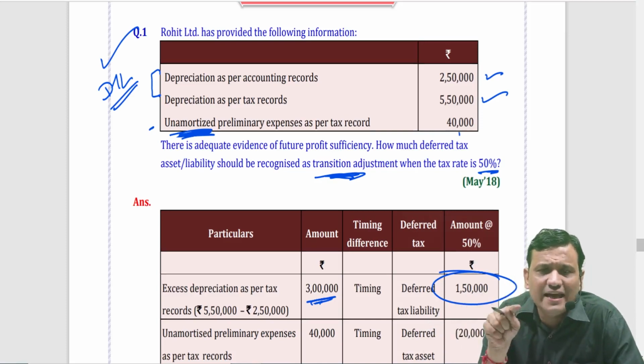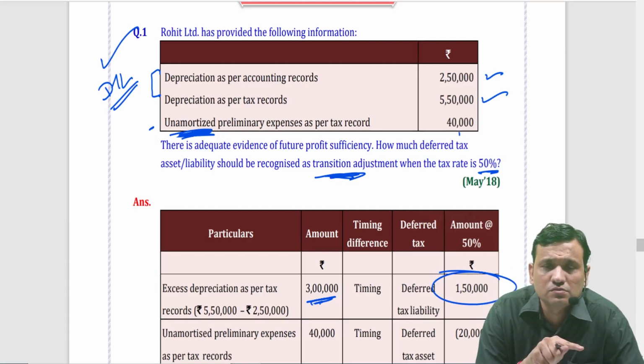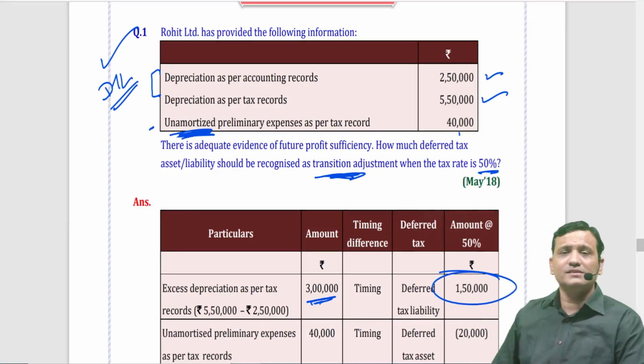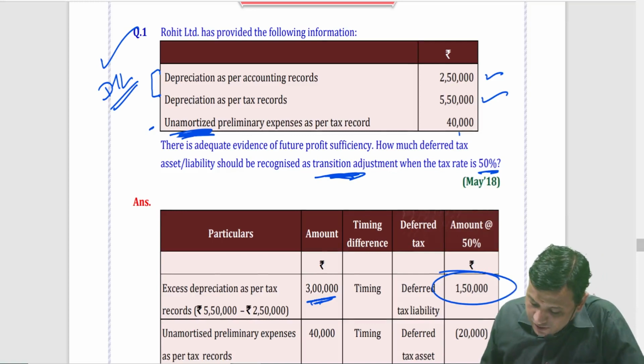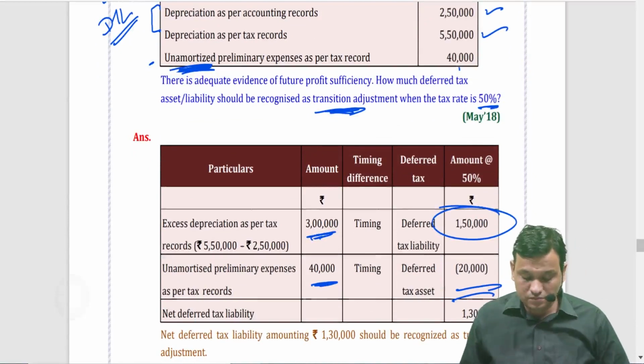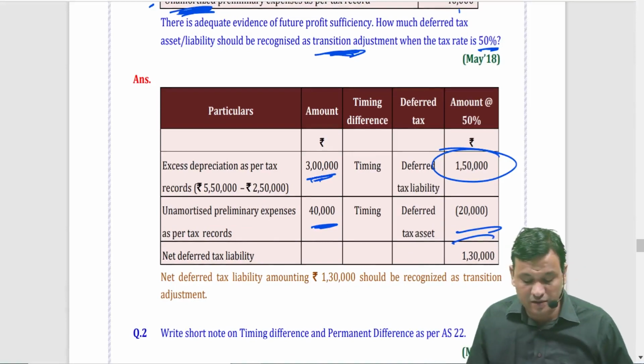Because of this, what has happened? In tax, the expense is only 10 as compared to accounts. Don't you think my taxable income has increased? It will result in paying more tax in the current year and of course less tax in subsequent years. So it will lead to DTA, deferred tax asset, which is 40,000 difference into 50%, that is 20,000. So net deferred tax liability of 130 should be recognized.